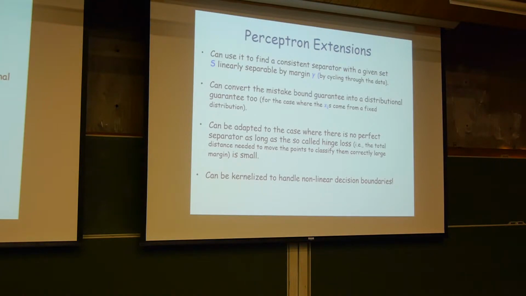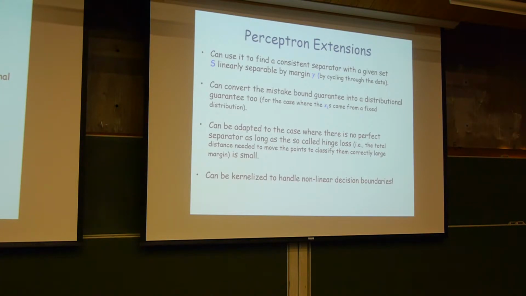That's one comment. I'm just going to go through these comments. I'm not going to prove them, I'm just going to mention them. They have proofs. I'm going to post some lecture notes online, and if you're curious, there are proofs in there. So we can also use the Perceptron algorithm to find a consistent separator of a given data set that is linearly separable by a certain margin.